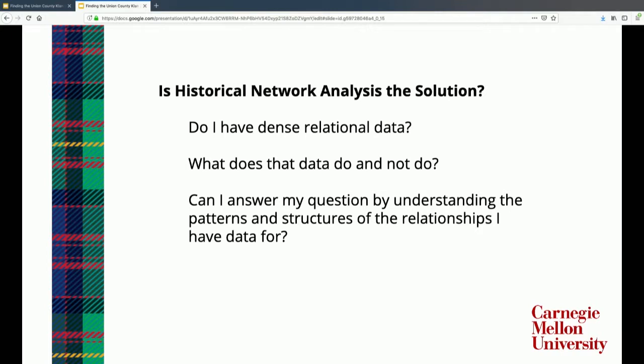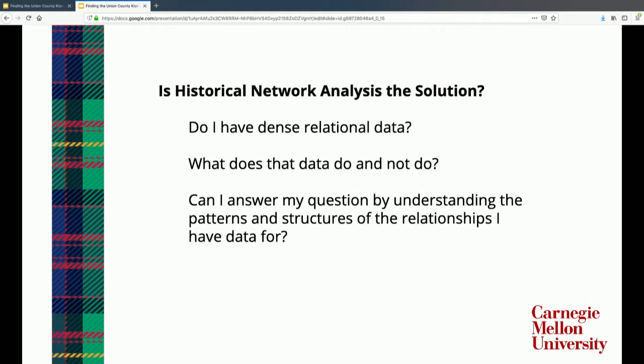So is historical network analysis a solution to your particular historical question? Or this could also work for other areas of the humanities. The question you have to ask yourself is, first, do you have dense relational data? Do you have a dense group of people or other entities that are connected to each other in a dense way? I find, anyway, that unless that's true, historical network analysis won't be useful or interesting to you.